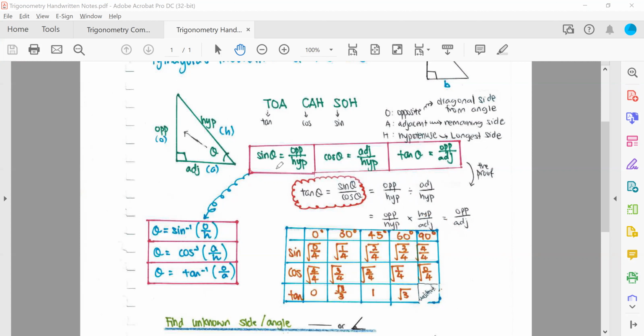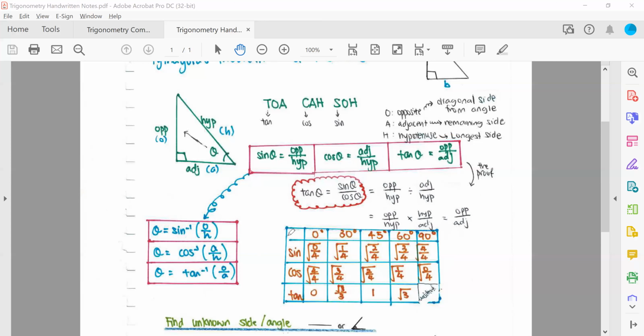All right, so now that you get sine theta equal to some opposite over hypotenuse, which is a value, how do you solve for theta? Usually we want to know what the value of theta is. So to get theta, we will take the sine inverse of the opposite over hypotenuse. Likewise, if we want to solve for theta from cosine theta, we will take the cosine inverse of this. And lastly, for tangent, we will take the tangent inverse of the opposite over adjacent.